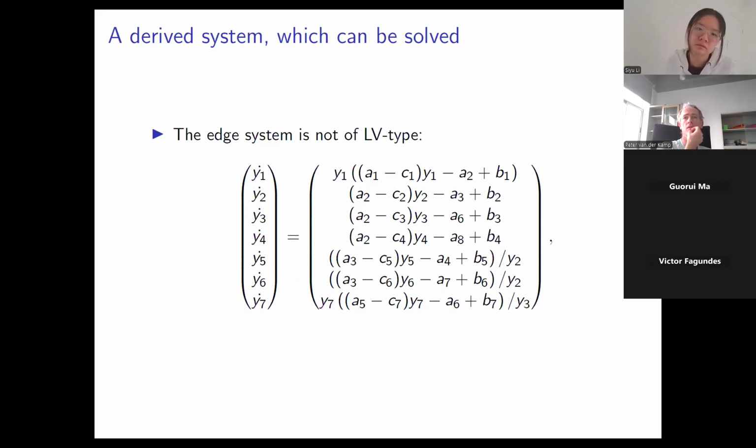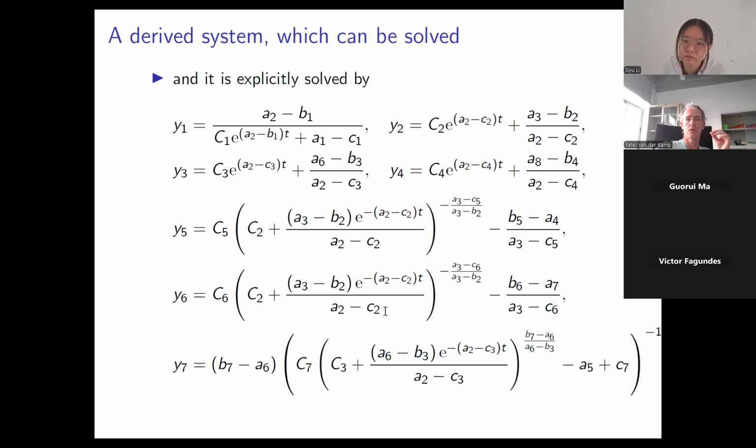It's not of LV type, Lotka-Volterra type, but the structure of the tree behind the system tells you exactly how to solve which equation to solve first. And then depending, in this case, you can see that you can solve y1, y2, y3, y4 first. They are decoupled. And then based on the solution of these equations, you can solve the other equations. So then these three systems, the reduced three systems, can be solved exactly. And this is the solution for the example.